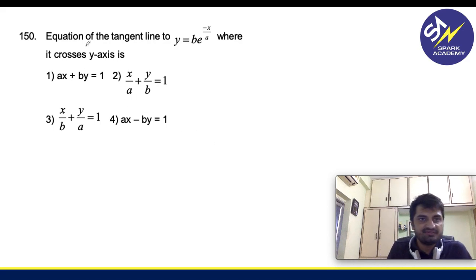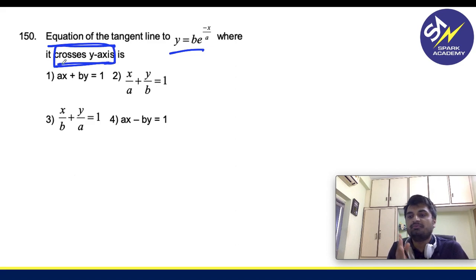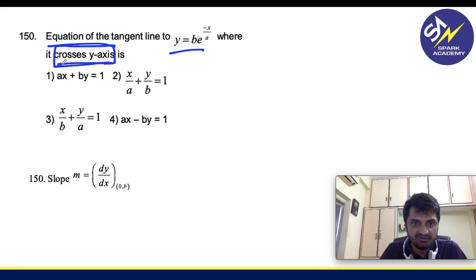Now have a look at this. The equation of tangent where it crosses the y-axis. What do you mean by crosses y-axis? Crosses y-axis means what? Whenever you have crosses y-axis, it means that the x1 point is 0 basically.